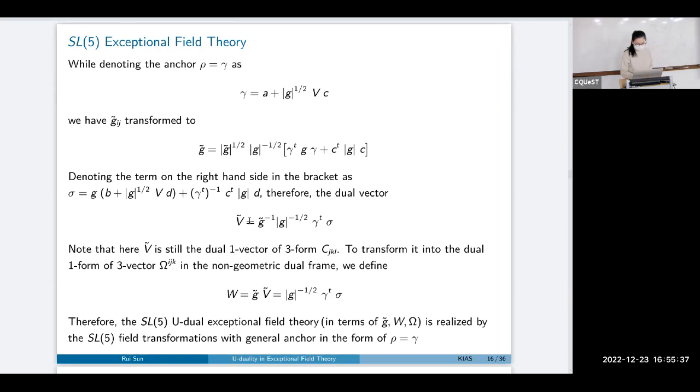So one can then define this is the vector, and there's the dual one-form, and as the dual, this 3-vector here. This is the dual vector of the 3-form, and in the dual framework it maps to the 3-vector, and the dual one-form is this one. So everything is defined or redefined in this U-dual framework. And I can define this anchor as this.